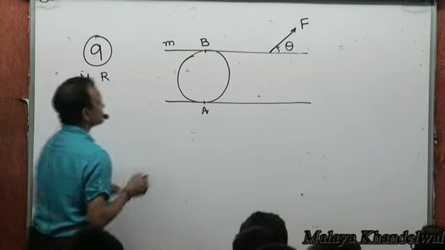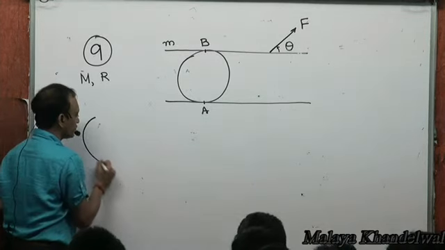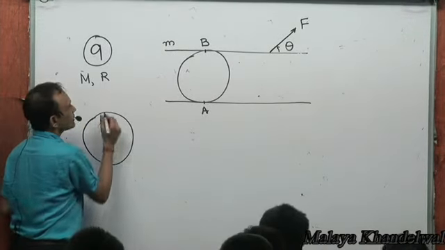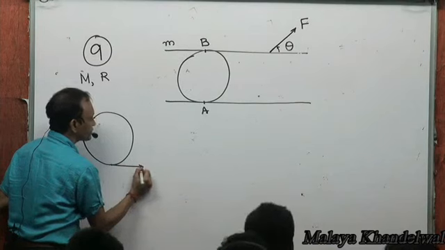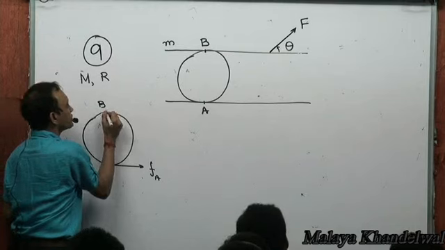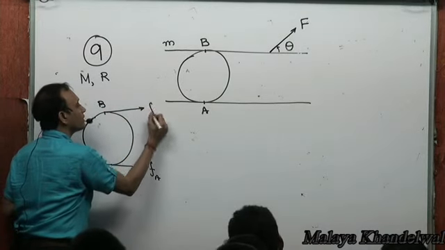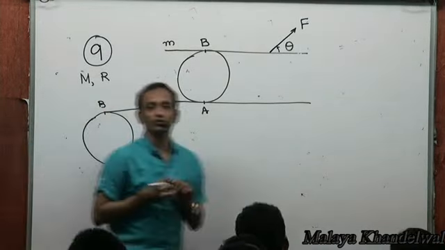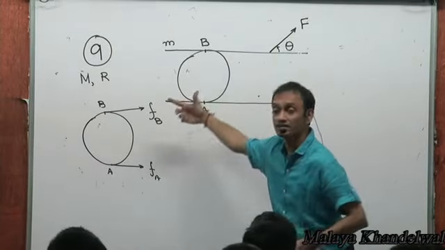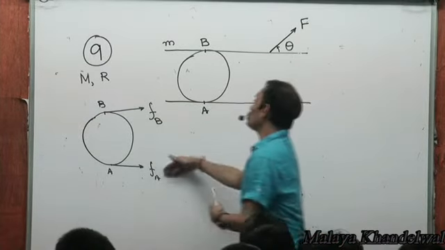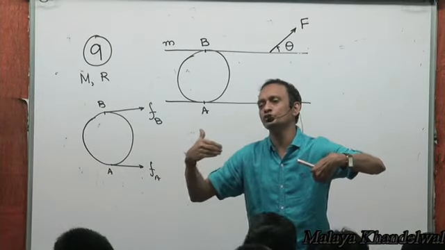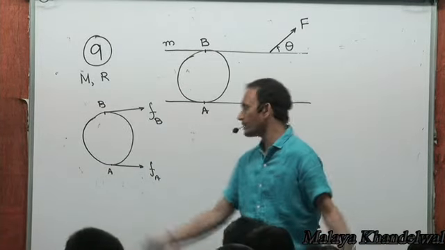So first things first, the free body diagram of the cylinder. At A, the frictional force is Fa. At B, the frictional force is Fb. What's the nature of Fa and Fb, first of all? Static. Why? Because no slipping at A or B. So Fa and Fb are static. I can't be sure of these directions, and you don't have to be sure of these directions. The solution of the algebra will tell you the directions, right? Okay.